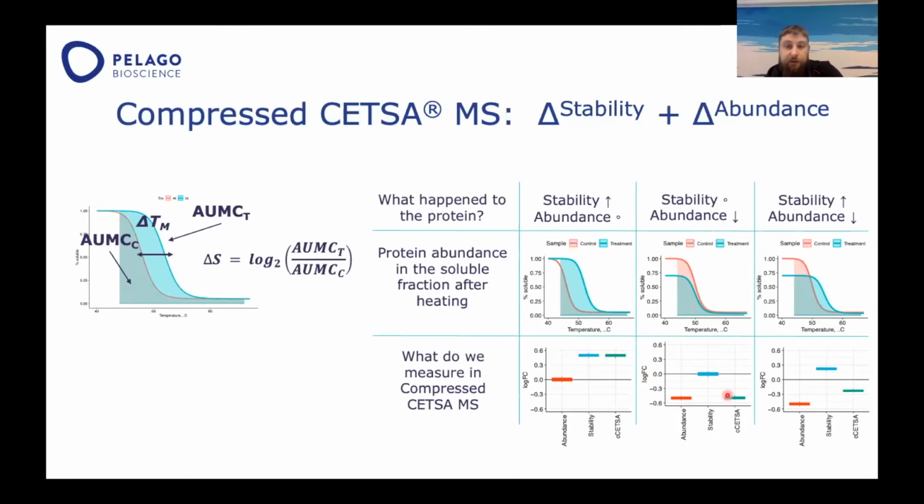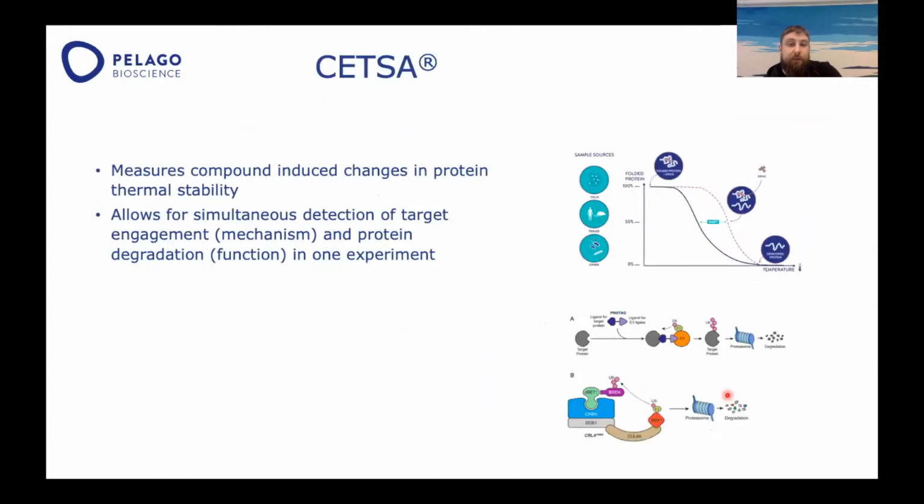And this brings us to an idea to apply the power of CETSA to profile the novel modality of chemicals, protein degraders. The reason for this is that in one experiment, we can measure both compound-induced changes in the thermal protein stability and compound-induced change in protein abundance.